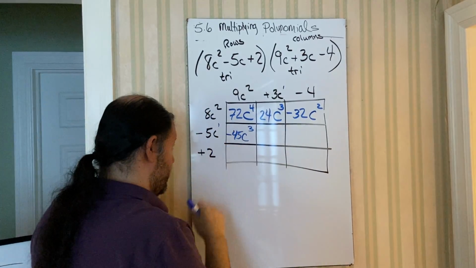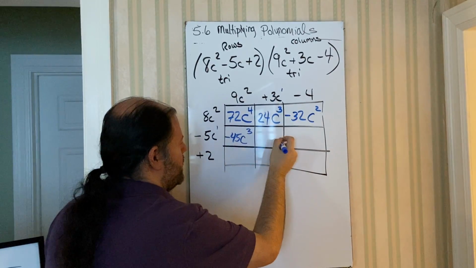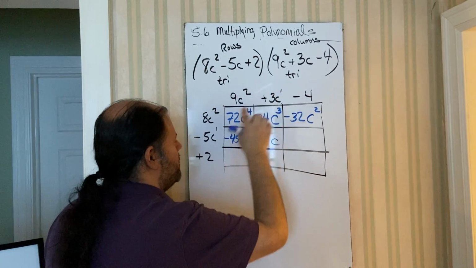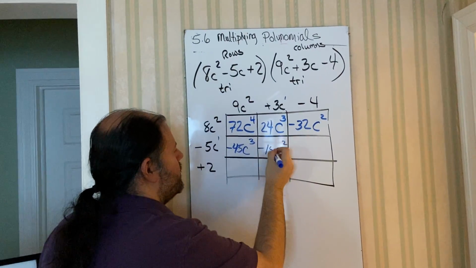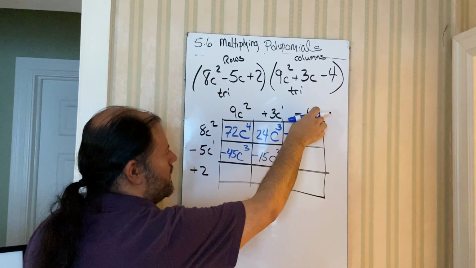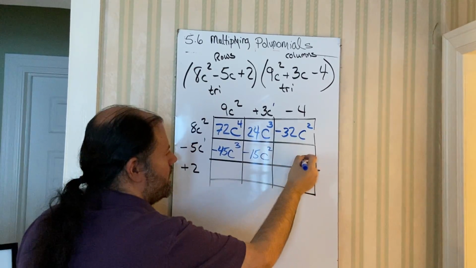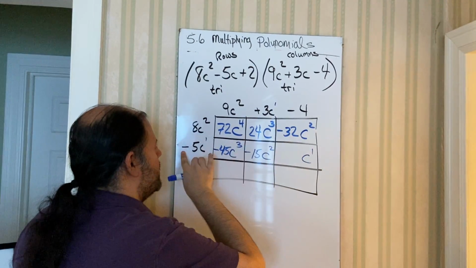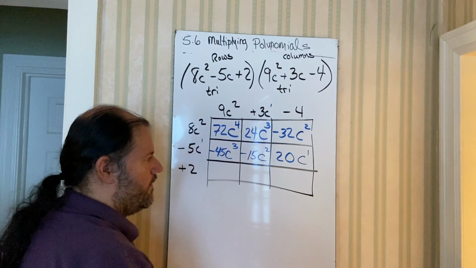Positive times negative, you know it's negative. C on top, c to the left. Keep the same c base. 1 plus 1 is 2. This times this, negative 15c squared. Finally, negative 4 constant times this. Well, you still have c to the first. This times this, 2 negatives will become positive when you multiply.